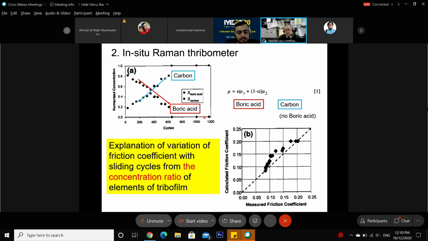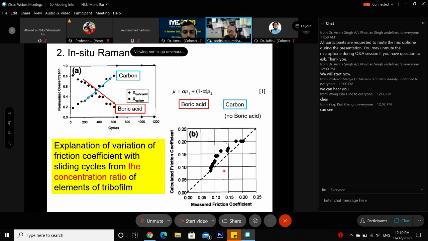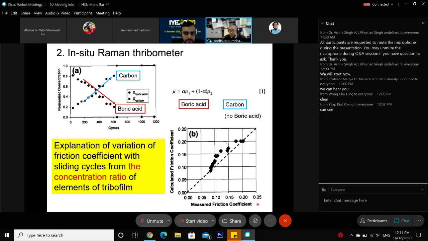the carbon content is increasing in the tribo film, but the boric acid is decreasing. And the friction coefficient is also decreasing with the increasing carbon. So by using this kind of equation, the volumetric percentage of boric acid and carbon, they estimated the friction coefficient. So there is a measured friction coefficient and a calculated friction coefficient from this equation. Both friction coefficients are quite matched.